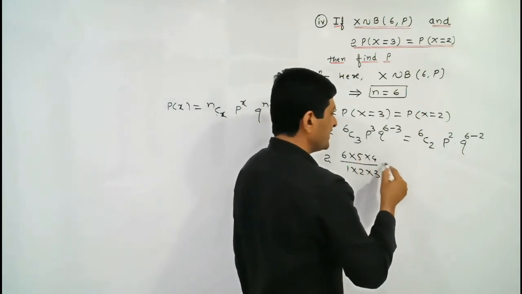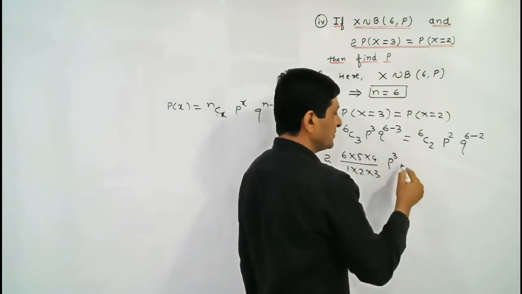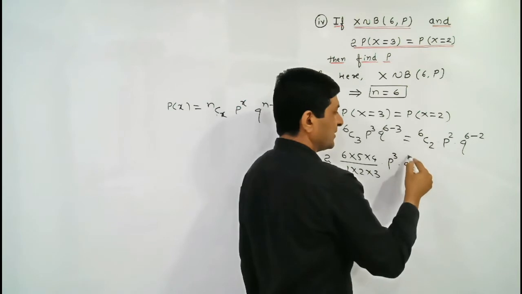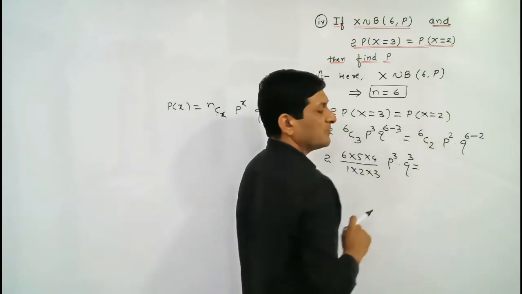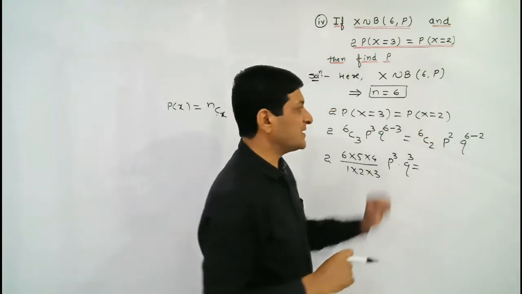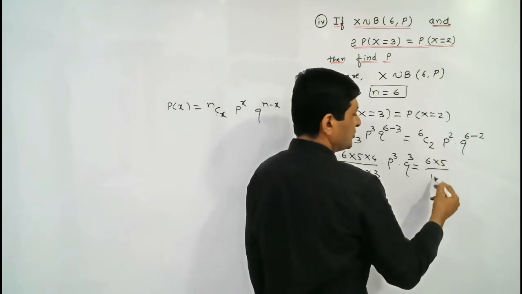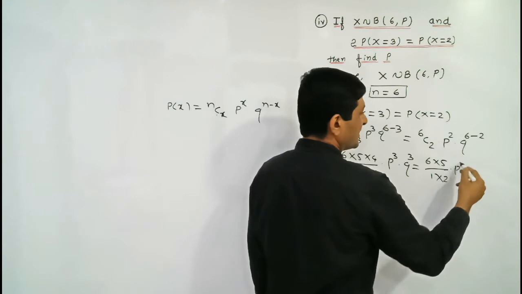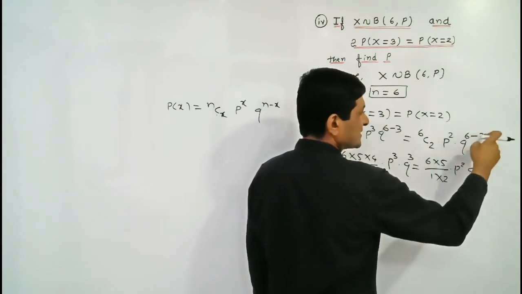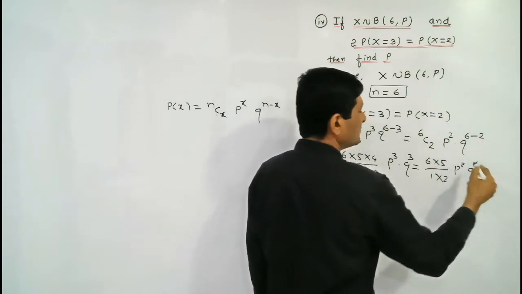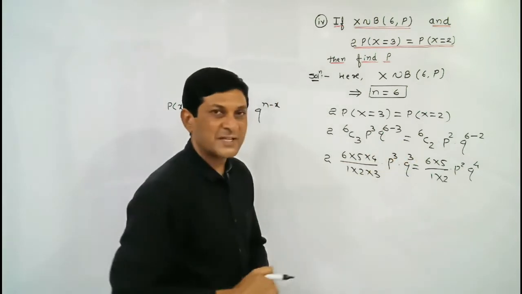So here p raised to power 3 keep it as it is. q raised to power 6 minus 3 will be equal to 3. Now we are finding the value of 6C2. Here there are 2 choices, so 2 numbers will come in the numerator, 6 into 5, and in the denominator also two numbers, 1 into 2. p square keep it as it is, q raised to power 6 minus 2 will be equals to 4. So now again we are simplifying this expression.